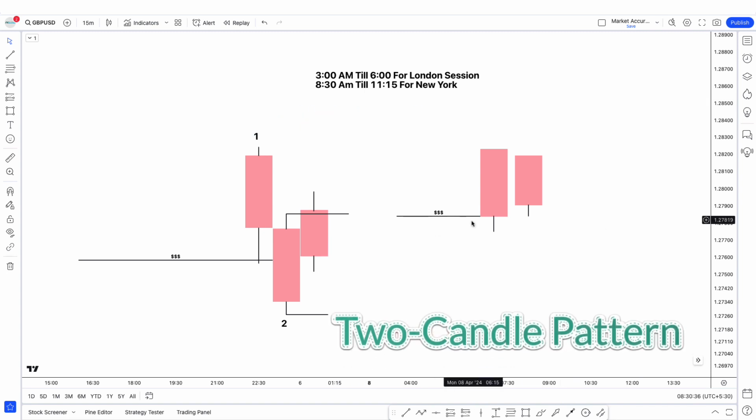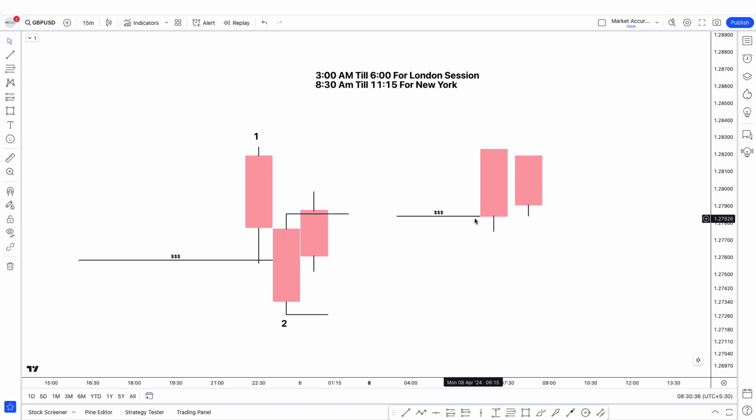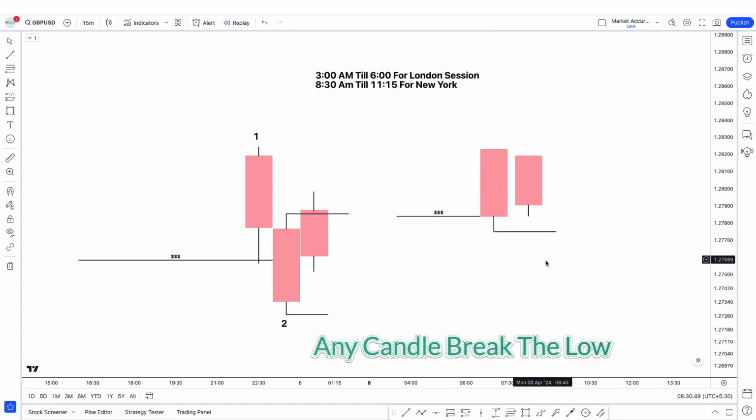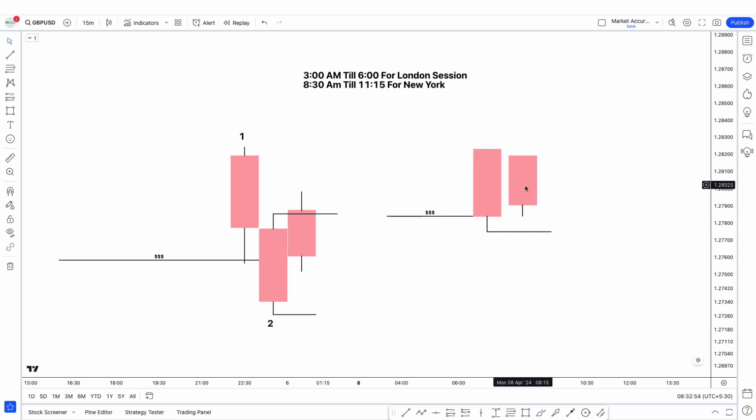Now, the second pattern, let's talk about the second pattern here. It is a 2-candle pattern. It is somewhat different, probably the same. You have a liquidity level here. The first candle sweeps the liquidity. After that, I do not want to see any candle break the low here. The second candle must close above the low of the first candle that swept the liquidity.